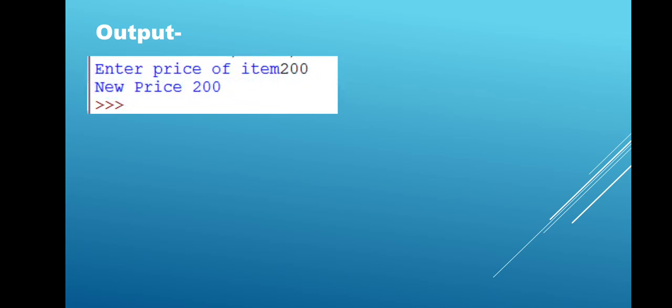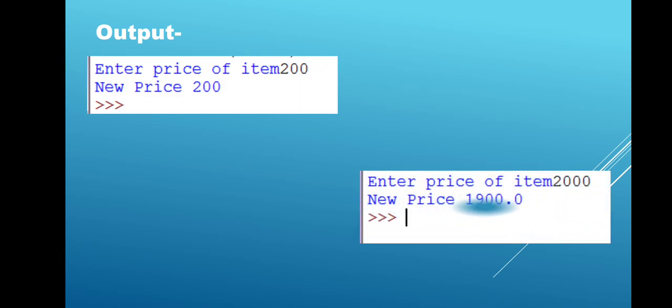See, first of all, when I have entered the value of price as 200, now 200 is not satisfying the condition. So the answer displayed is 200 because no reduction is done. In another example, I have taken the value of price as 2000 as input. Now 2000 is satisfying the condition. Therefore, this value is reduced by 5% and the new price displayed is 1900.